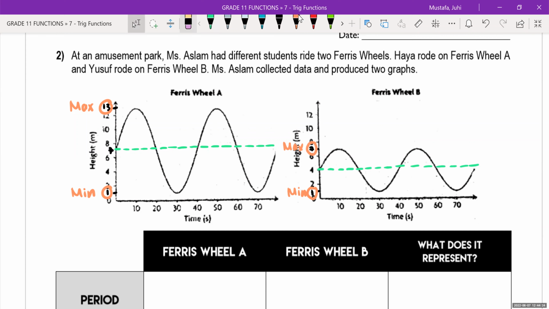I haven't even started looking at the questions, but I always start with this just to give me an idea of what exactly is happening in this question.